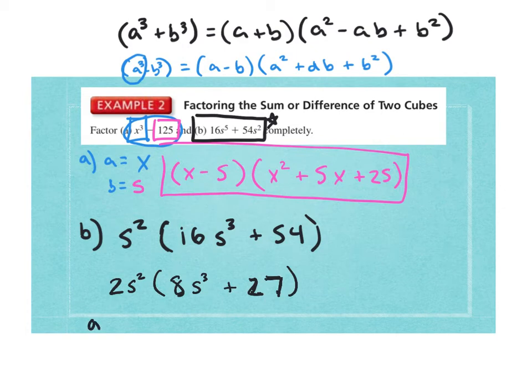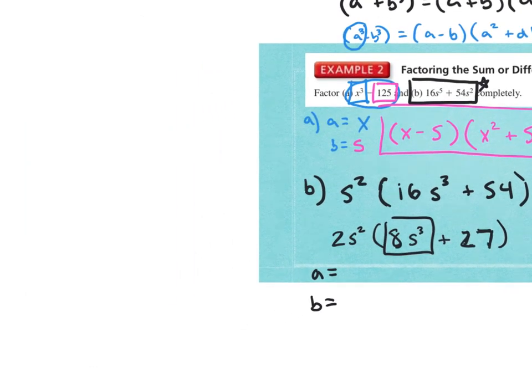Yeah. So what's our a and what's our b? What's our a? So that's our a cubed. This is our a cubed. So we're trying to find the cubed root of it. So a cubed is the first term, so that's 8s cubed. But we're trying to find what a is, so we need to take the cubed root of both sides. Perfect. So a is equal to 2s, because if we cube 2, that would give us 8, and if we cube s, that gives us s cubed.